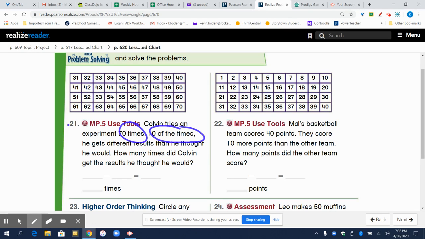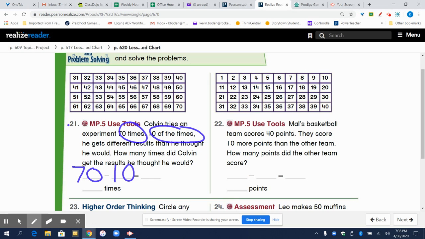So Colvin tried 70 experiments in all. And 10 of those times, he got different results. So we're going to take those ones away. And we'll find the difference, and we'll see how many he got correct, how many of the results that he thought would happen. Right now, let's find out.